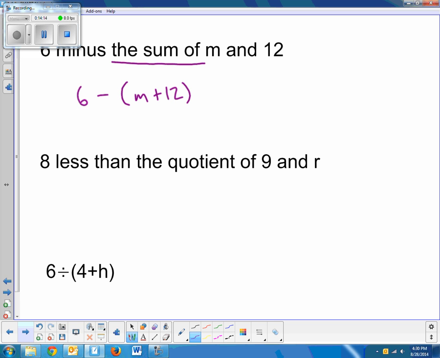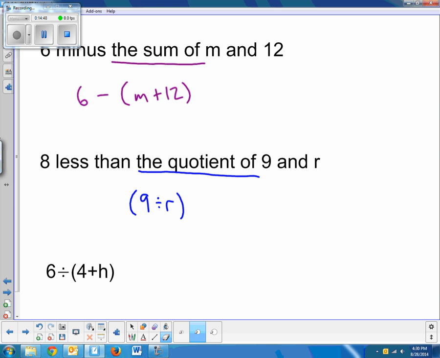Second one, we've got 8 less than the quotient of 9 and r. Again, the quotient of, the something of. So that has to happen first. So in parentheses, I'm going to go ahead and put 9 divided by r. You could certainly write that as a fraction if you preferred, but I'm going to leave it the way it is. 9 divided by r, that's the quotient of 9 and r. 8 less than the quotient of 9 and r. If you put 8 minus, you did it wrong. You weren't careful. You have to be very careful with this.